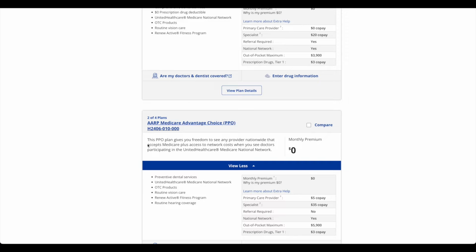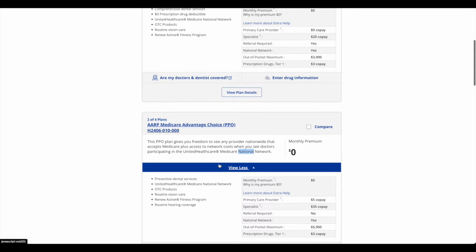And if we look at this description here, we're going to see that this plan gives you the freedom to see any provider in the nationwide network, or any plan provider that's nationwide that accepts Medicare. And you will get additional savings if you stay within the United Healthcare national network, right? So you can go outside of that, but again, you may have higher costs than the ones shown here when you go out of network. But it's a little bit more flexible than the HMO plan that we've seen, where it's only the local network.